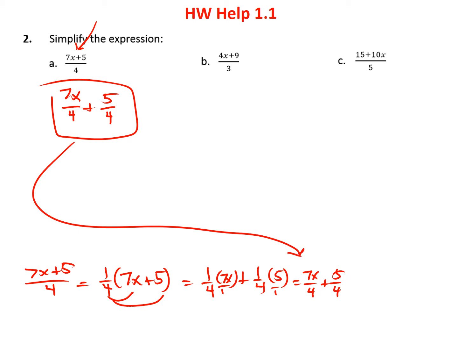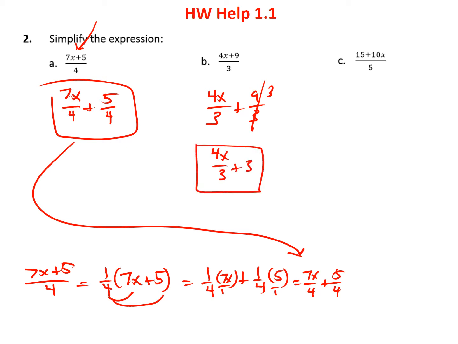Once you see that, instead of doing all of this at the bottom, you can just come up here and go, oh, okay, 4x plus 9 divided by 3, that means the 4x gets divided by 3, and then the 9 gets divided by 3. This time we have to simplify, because 9 divided by 3 is 3, so our final answer is 4x over 3 plus 3. Once you see this, it can be very simple.